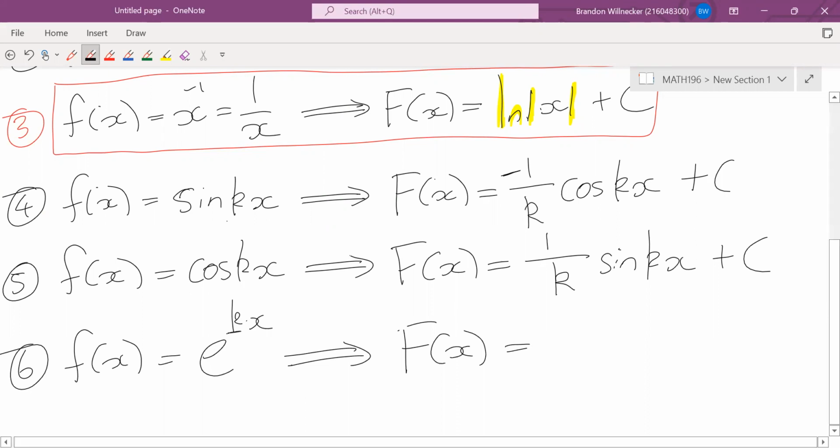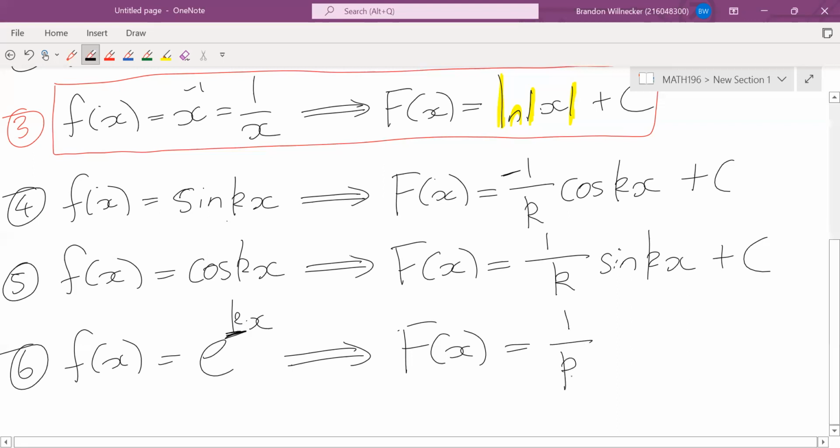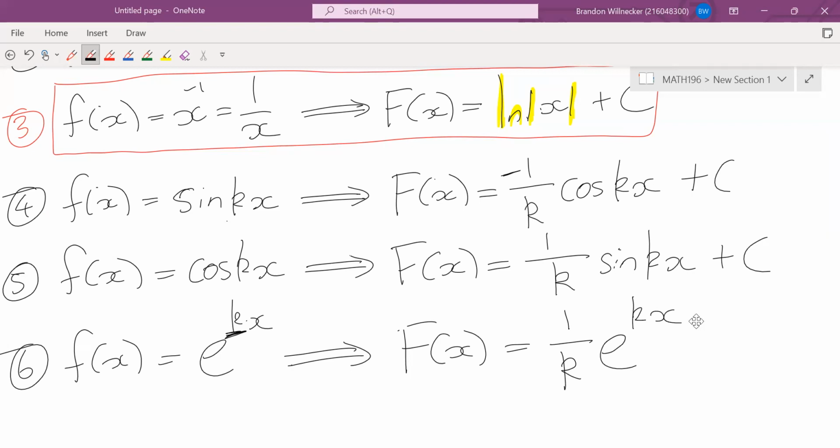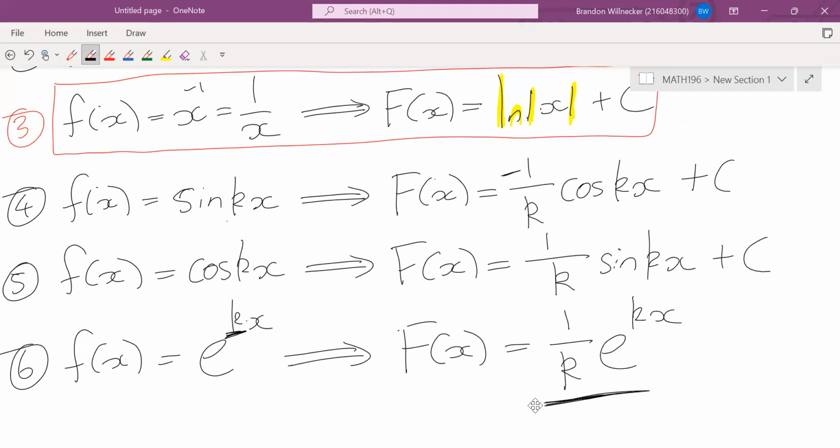But if you've got some multiplying factor, we do exactly the same thing as for sine and cosine. We divide by that factor. So it's going to be 1 over k e to the kx. Okay, you always divide by that. If you were differentiating, you would multiply by that factor, but anti-differentiating is the opposite. So instead of multiplying by the factor, you divide by the factor. Okay, so we have 1 over k e to the kx.